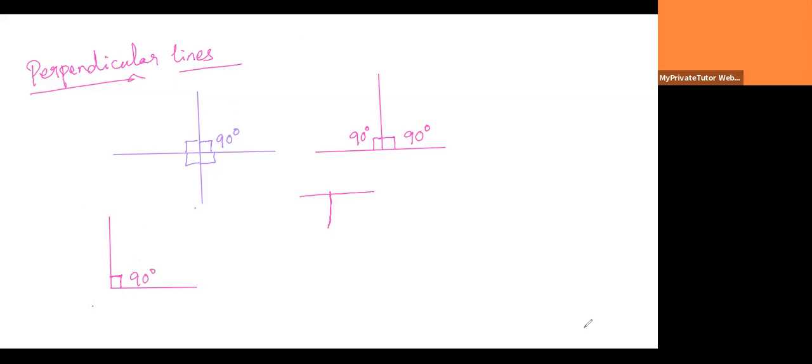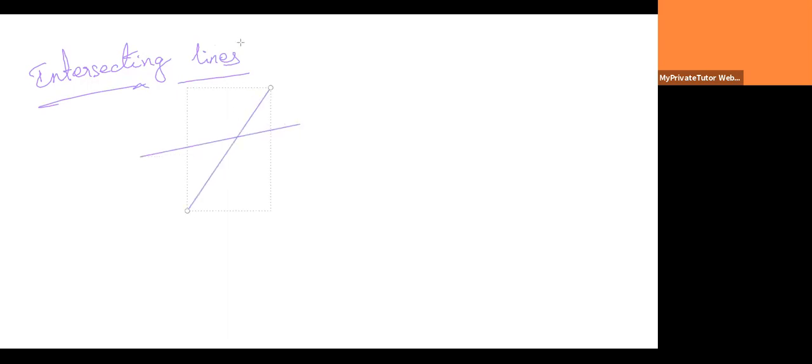Okay. So next one, the intersecting lines. What do you mean by intersecting lines, guys? When two lines intersect, in a sense, one crosses the other. It crosses the other line, we can say. Or else it touches the other line, going past the other line. So these are the intersecting lines.